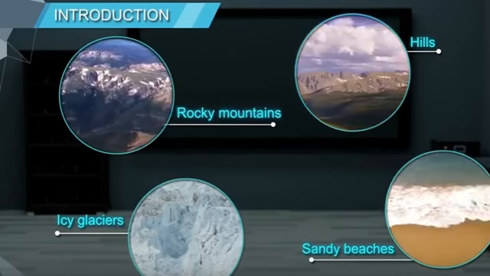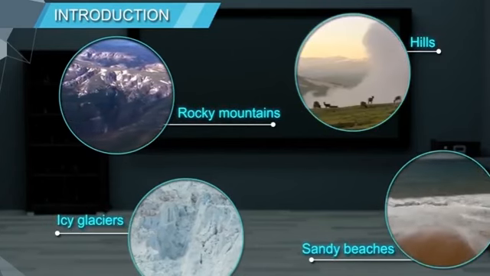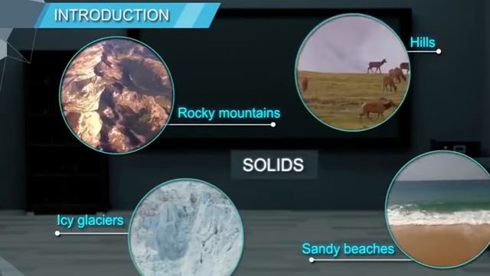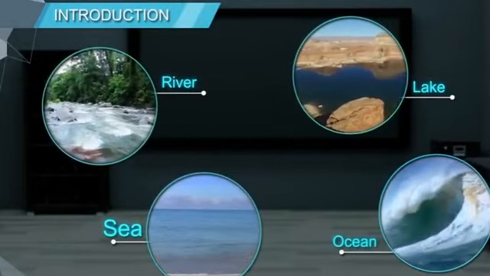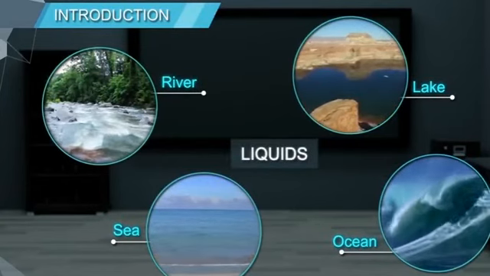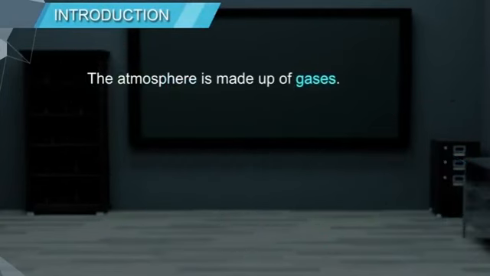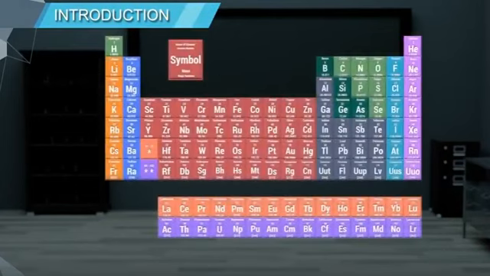So, like I said, glaciers, the beaches, the hills. Now, when I talk about river, lake, sea, and ocean, this is liquid. We know that our atmosphere is made up of gases. Solids are more common than liquids or gases.